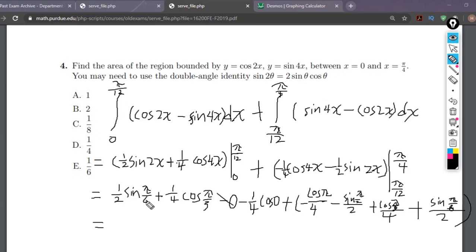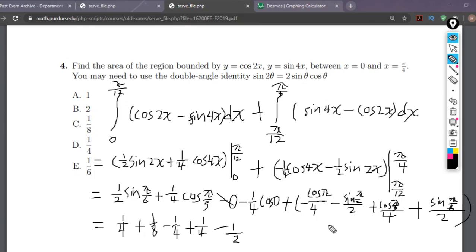Let's start from here. 1/2 times sine of pi over 6 will be a half, so it's a fourth. Plus cosine of pi over 3 is also a half. Again, it's the 30, 60, 90. So there would be 1/8 here. Minus 0. Minus cosine of 0 is 1, so minus 1/4. Minus pi, cosine of pi will be negative 1, so it will actually be plus 1/4. Minus sine of pi over 2, which is 1.